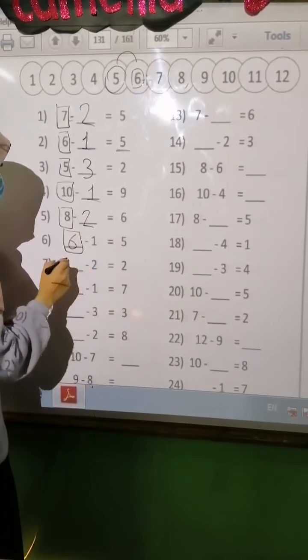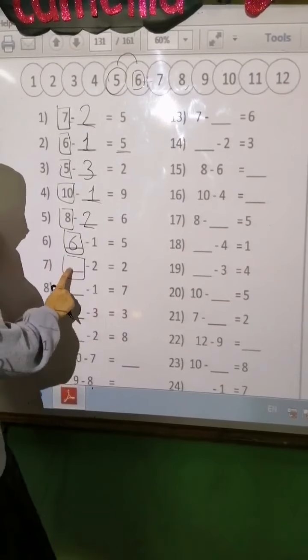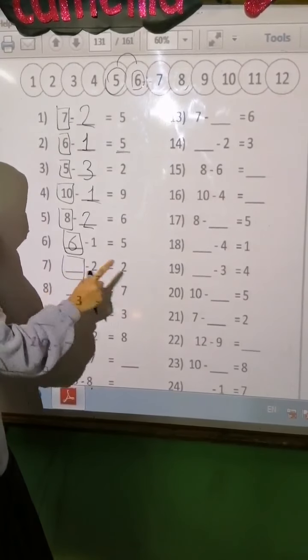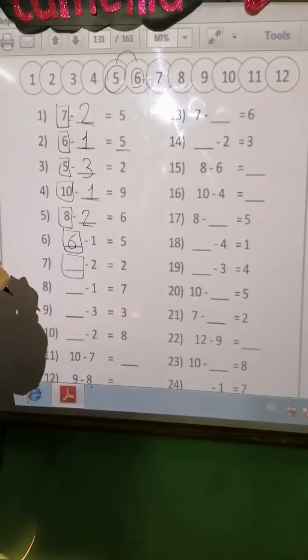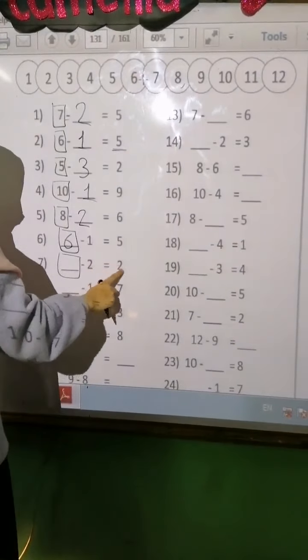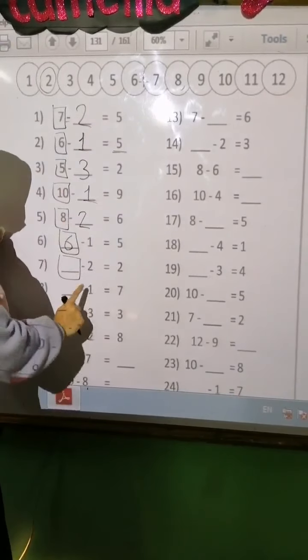Where is the greatest number in the subtraction problem? At the first. Is it missing or is it here? No, it's missing. So the rule tells us to start from the bigger number. Which one is the bigger number? 2 and 2? They are the same, so we start from 2.